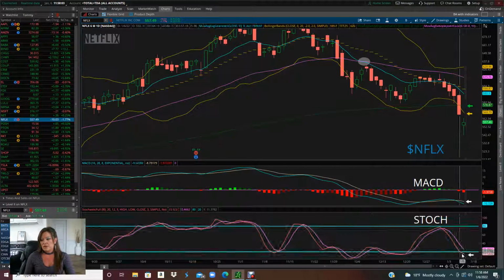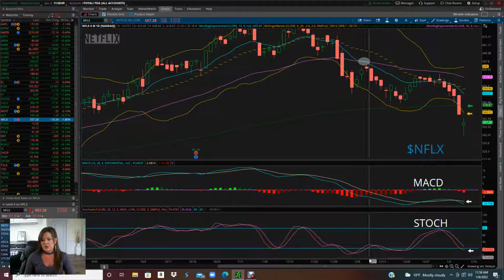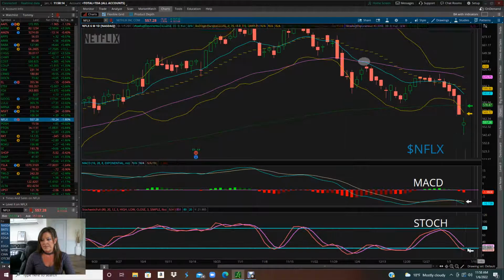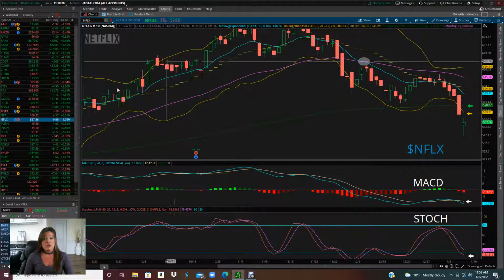Look, the stochastics broke the 20 line, which is not good, but it's already starting to turn. As you can see, it could have gone lower. Look how low this one is. But it's turning already. And then, let's see, what else did I want to show you?